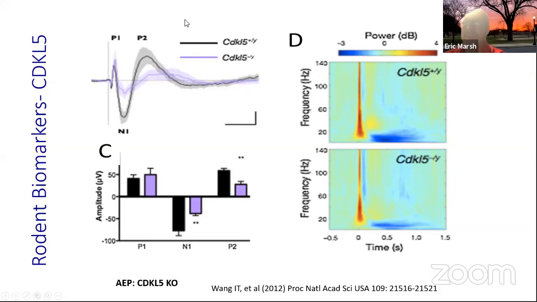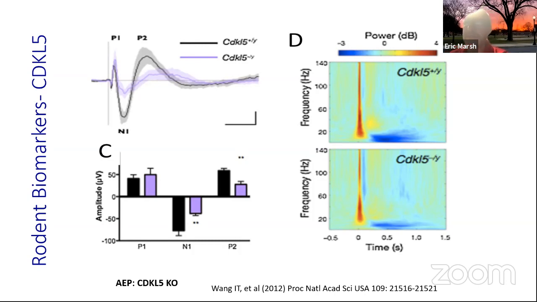So this is an example of a functional biomarker in CDKL5 mice. This was a study done by Judy Wang in Joe Zhao's lab back in 2012, right when they first made the first CDKL5 knockout mouse. This is an auditory evoked potential, where they played a sound to the mouse. In the upper left-hand corner, you can see the response of the CDKL5 mouse, which is the purple line, and then the wild type mouse, which is the black line.